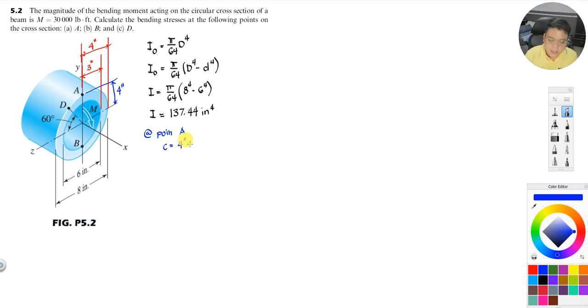So ilagay natin, meron na tayong fb equals to M, ang M natin is 30,000. Again, naka-pound feet siya, so i-multiply natin by 12 para maging inches. Ang C natin is 4 at ang I natin is 137.44. We can now have the fb. So that is equals to 30,000 times 12 times 4 all over 137.44, or you can have it 10,477.30. Again, this is in PSI.